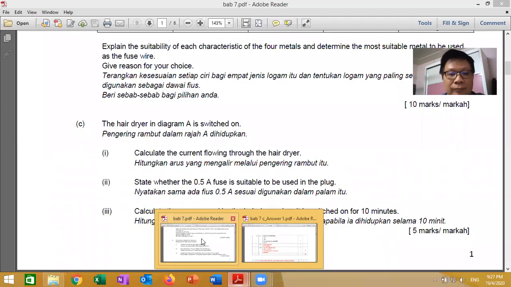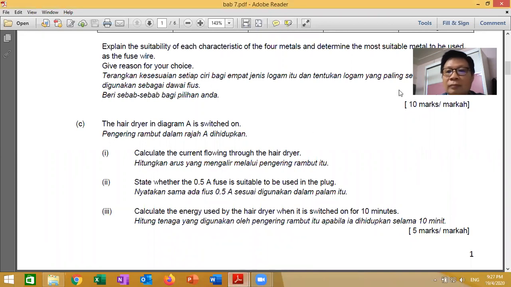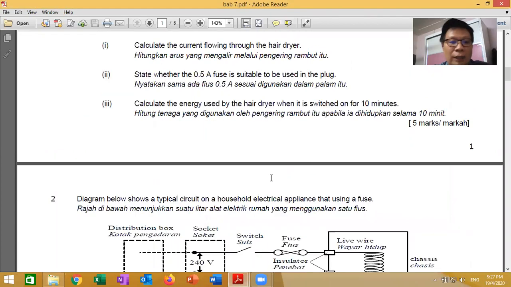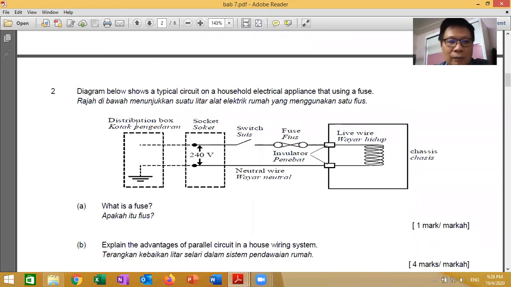Okay, now you look at this. So now question number two. Okay, let's look at the question. The diagram shows a typical circuit in a household electrical appliance that uses a fuse. Fuse again, you know. So the fuse is here. This is the live wire, okay? And this is the earth wire. So meaning that the current comes from here, goes in, then comes out. Understand? Yeah, the fuse is on here.